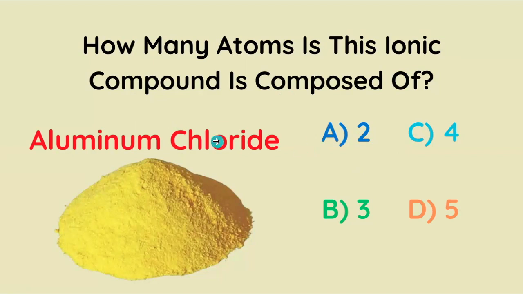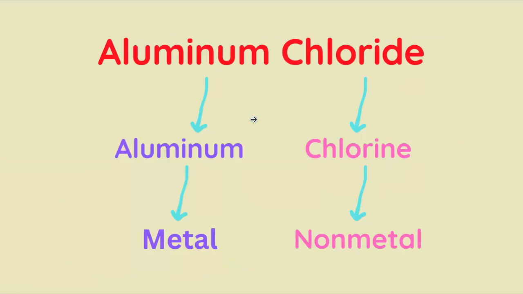How many atoms is the ionic compound aluminum chloride composed of? 2, 3, 4, or 5 atoms? Firstly, let's dissect the name. Aluminum is the metal, and chlorine is the nonmetal.